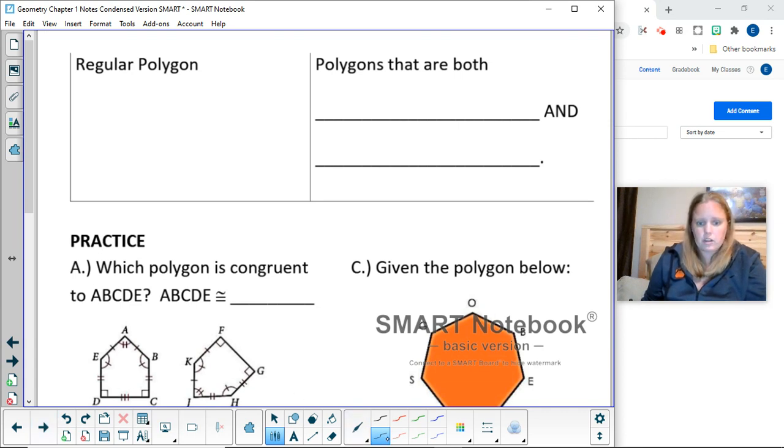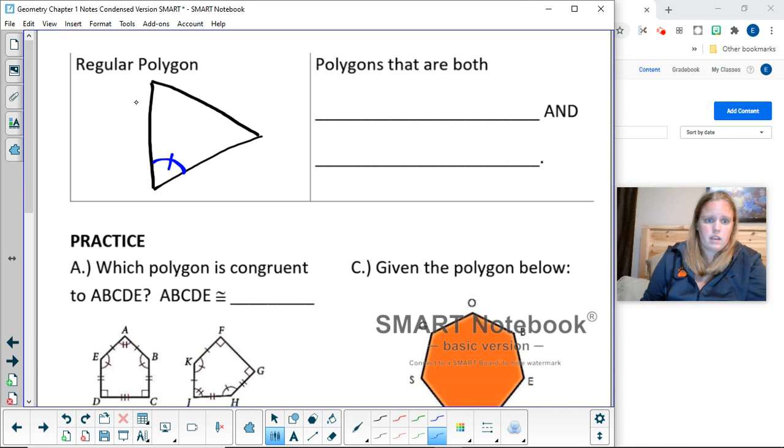Okay, now a regular polygon smashes those two ideas together. So if I use that triangle idea again, I'm going to have all angles the same. And I'm also going to have all sides the same. So that means this figure is equiangular and equilateral.